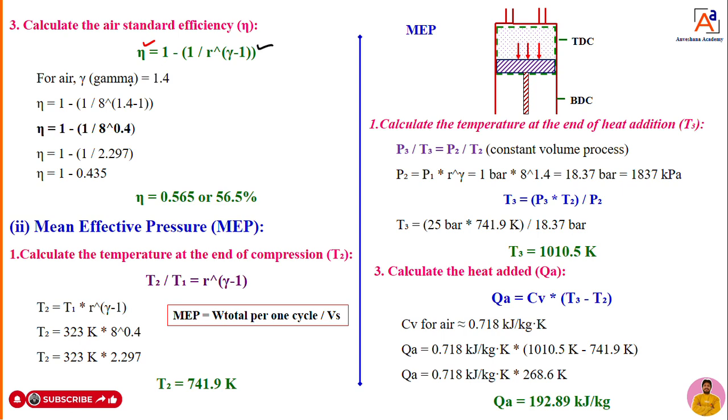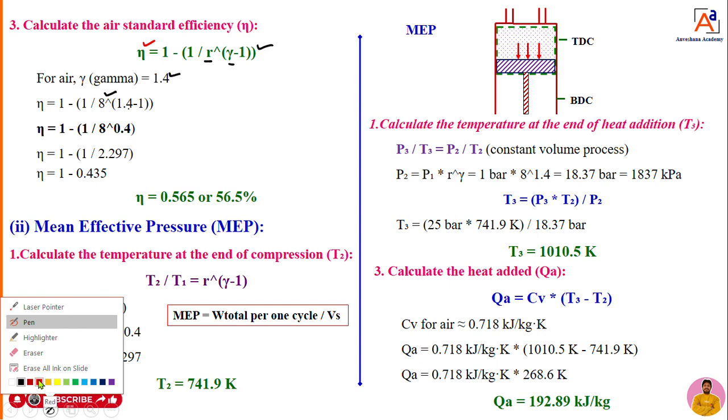Fine. What is the value of gamma for air? That is 1.4, the specific heat ratio. Now I will substitute these values. To calculate the air standard efficiency, I require two values here. One is R, the compression ratio. Another one is gamma, the constant that we know already, 1.4. Then we have already calculated the R value, which we got as 8. So eta is equal to 1 minus 1 divided by R, which is 8, to the power gamma 1.4, minus 1.